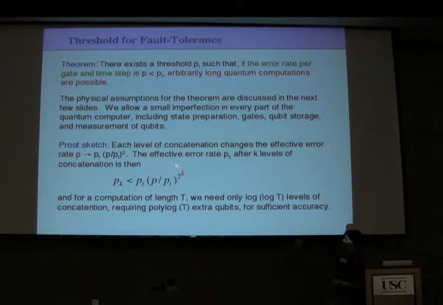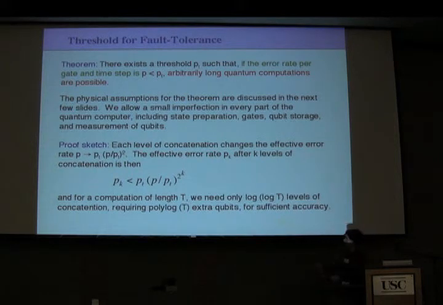Okay? So if we do k levels of concatenation, we find that the logical error rate after k levels, p sub k, is less than or equal to p sub t times p over p sub t to the 2 to the k. Okay? So the error rate is going down double exponentially in the number of levels. And that's a good thing, because the number of qubits we needed was going up exponentially. But compared to a double exponential, an exponential is nothing.